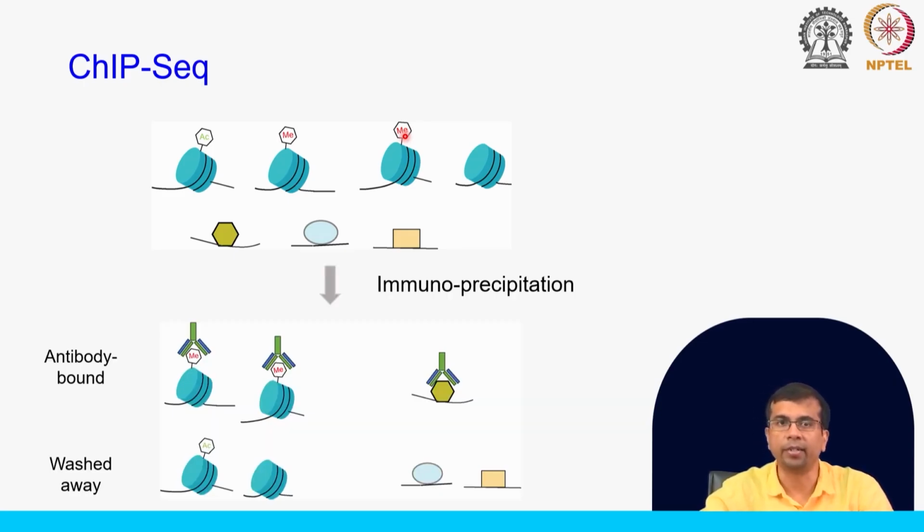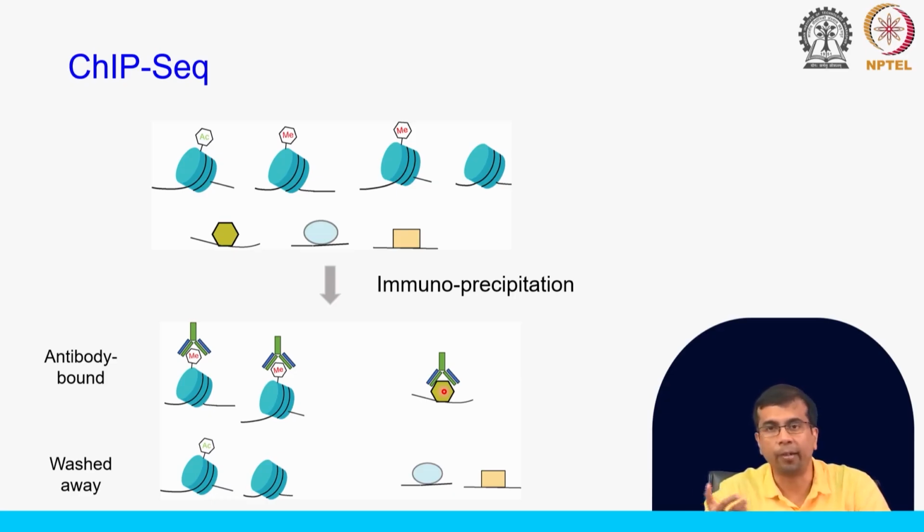So, let us say if you are interested in this ME modification or methyl modification, histone ME modification, we will design antibodies that will bind this specific modification. Okay. On the other hand, if you are interested in this greenish yellow DNA binding protein, then we will design an antibody against that protein. So again, the specificity of this experiment is determined by the antibody that we have.